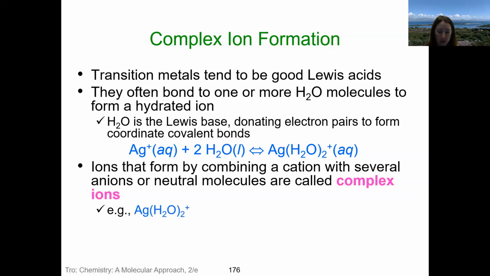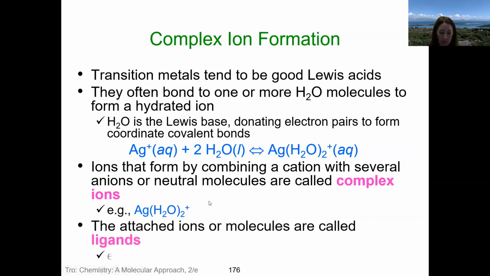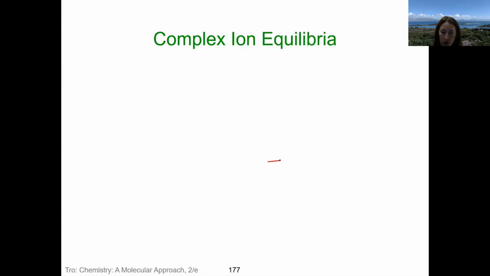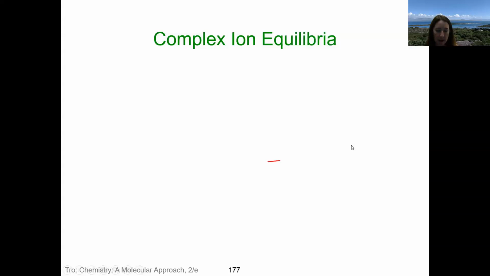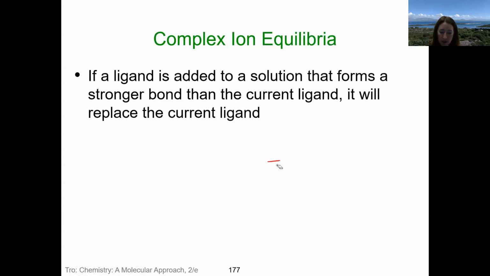Complex ions form by combining a cation, sometimes an anion, with several anions or neutral molecules. Whatever's attached to it is called a ligand. In this case, again, water is our ligand. There are 2 waters attached to our silver, and that's our complex ion. So here's what we're forming in our complex ion.